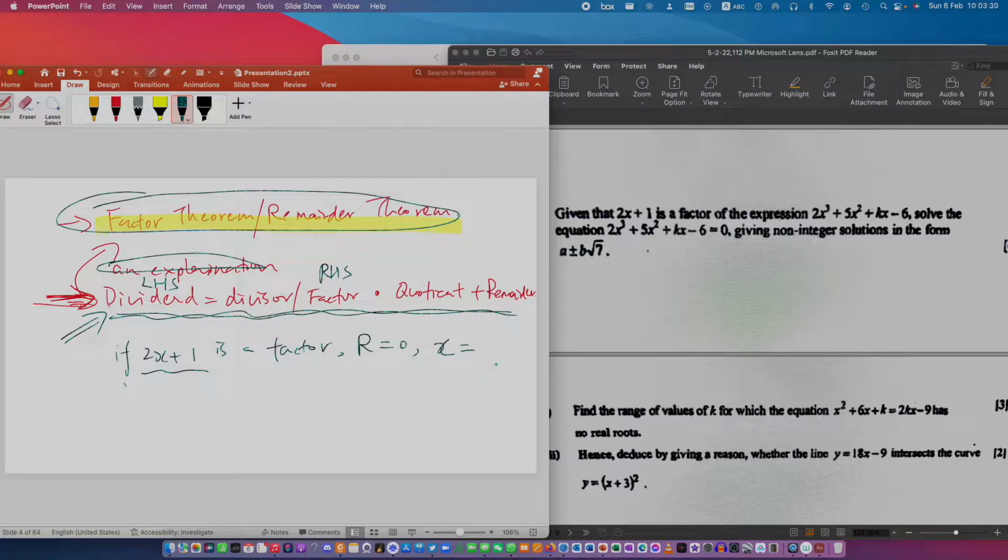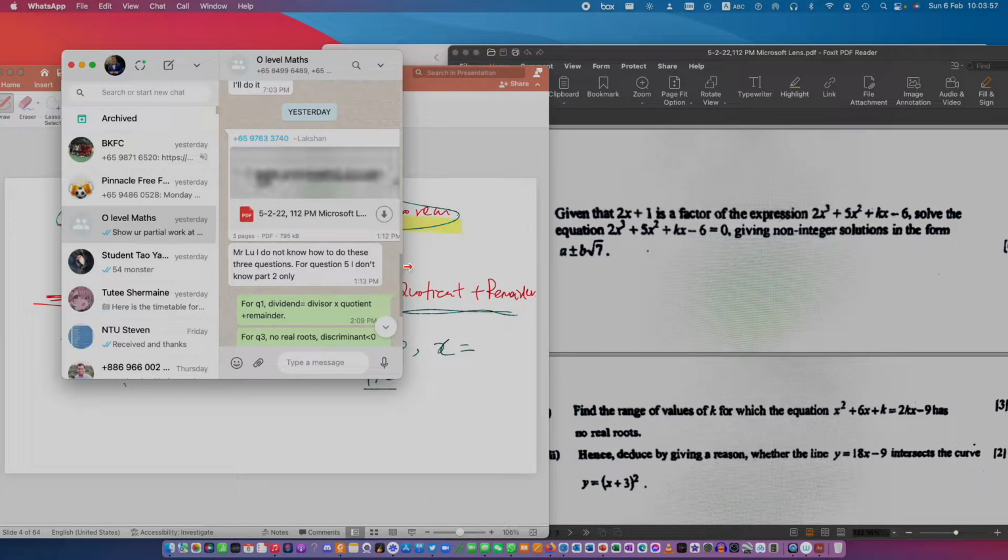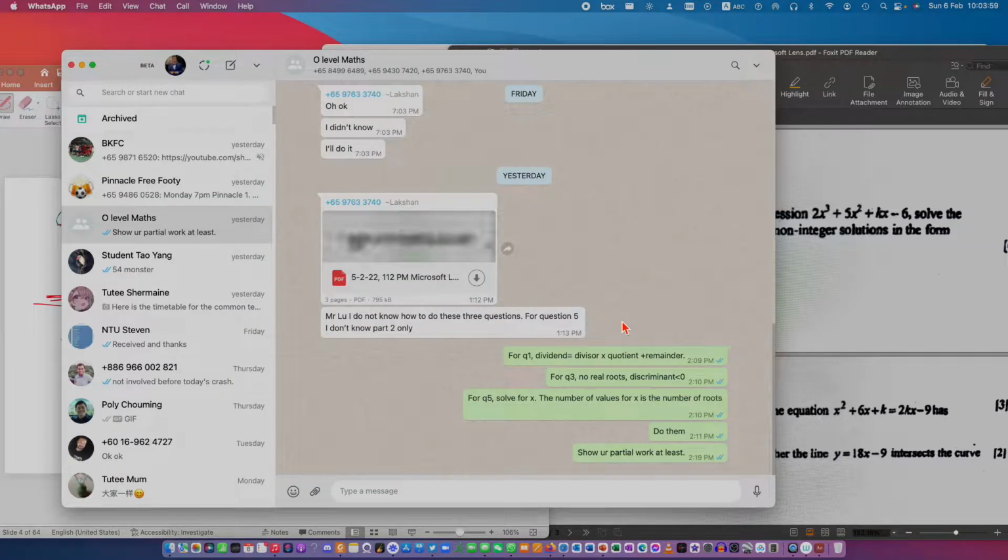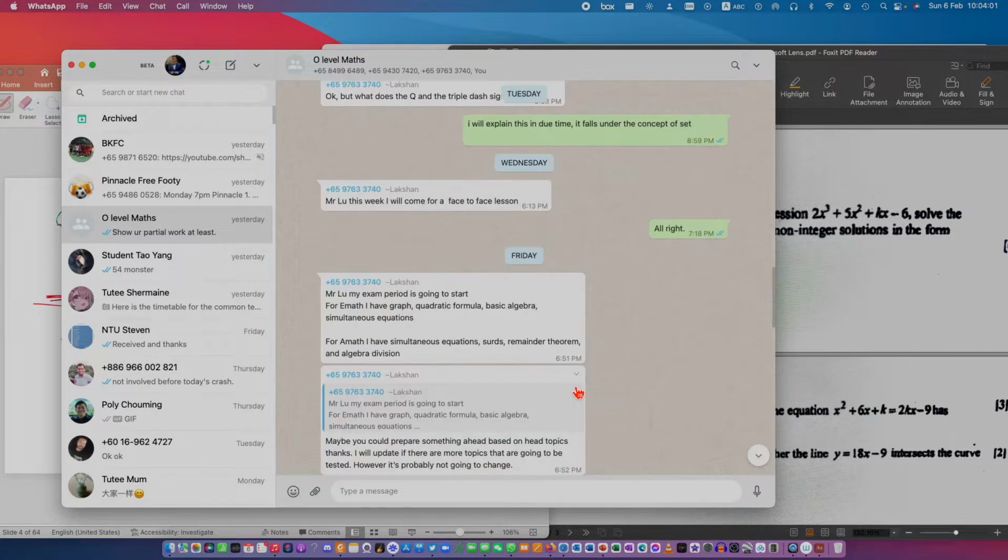No, okay, regardless, let's not talk about the quotient first. When you are given this as a factor, the remainder is 0. So this is conclusion number 1, which is good. At least you remember that. But what is the x value you need to sub into the LHS and RHS? I'm not really sure for this. This is the thing you have a problem with, that's why you keep having problems.